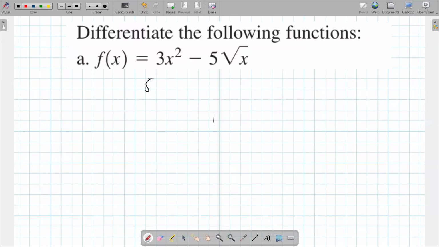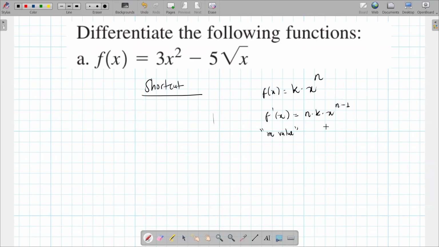Now we're going to use the shortcut way. If you have it in this form, k times x to the power of n, if this is your f of x, your derivative, which is the slope of the tangent, this is your m value, the slope of the tangent line. Your derivative equation is going to be, you bring the n down, and you take 1 away from the n. And if there's an x value given, you would plug that in here, and that will give you the slope. So that's our shortcut. What's the derivative of 3x squared?